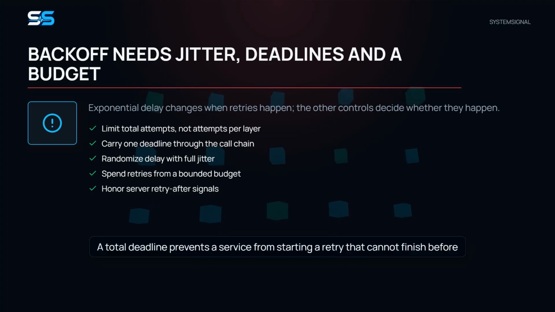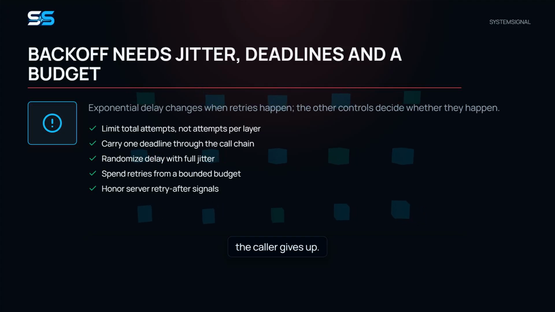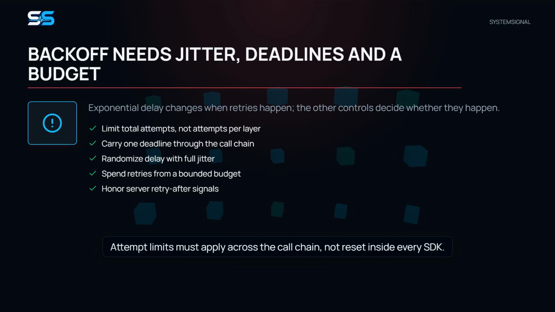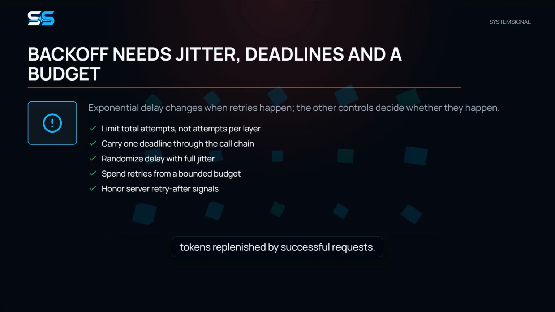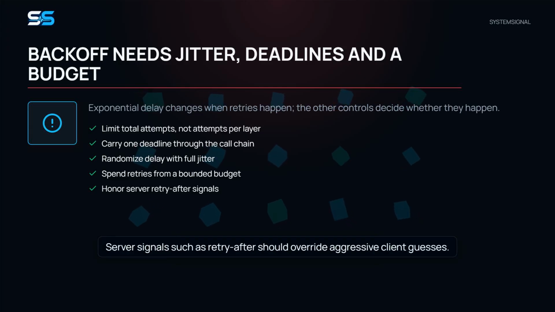A total deadline prevents a service from starting a retry that cannot finish before the caller gives up. Attempt limits must apply across the call chain, not reset inside every SDK. A retry budget can be expressed as a percentage of original traffic or as tokens replenished by successful requests. Server signals, such as retry after, should override aggressive client guesses.